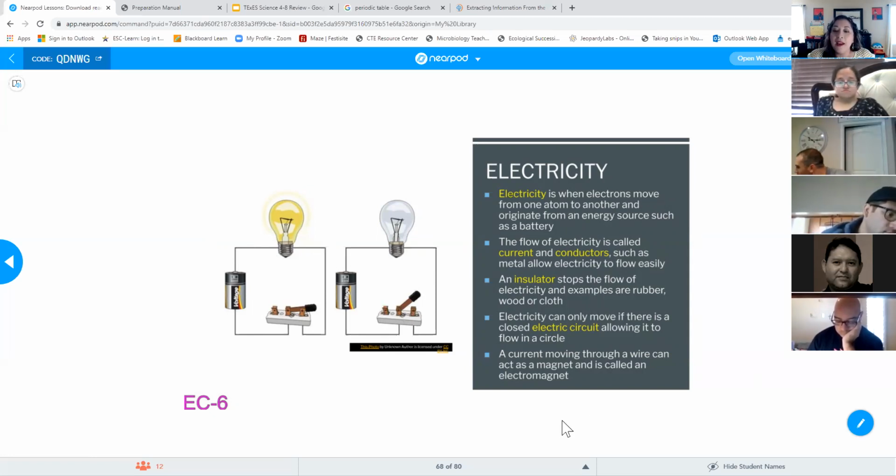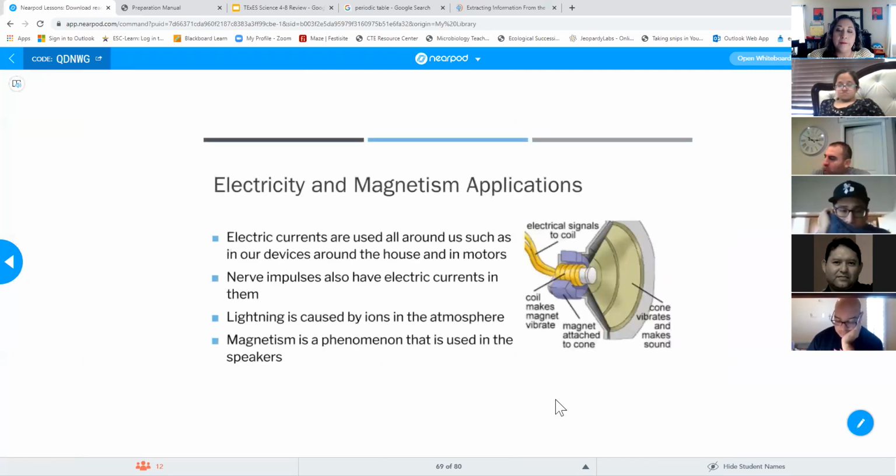And then, as I mentioned, if you have electricity moving through a wire and the wire is coiled, then that is going to create a magnet. Okay, so electricity moving through that, and that's how we get our speakers, for example. So it is electricity flowing through it.